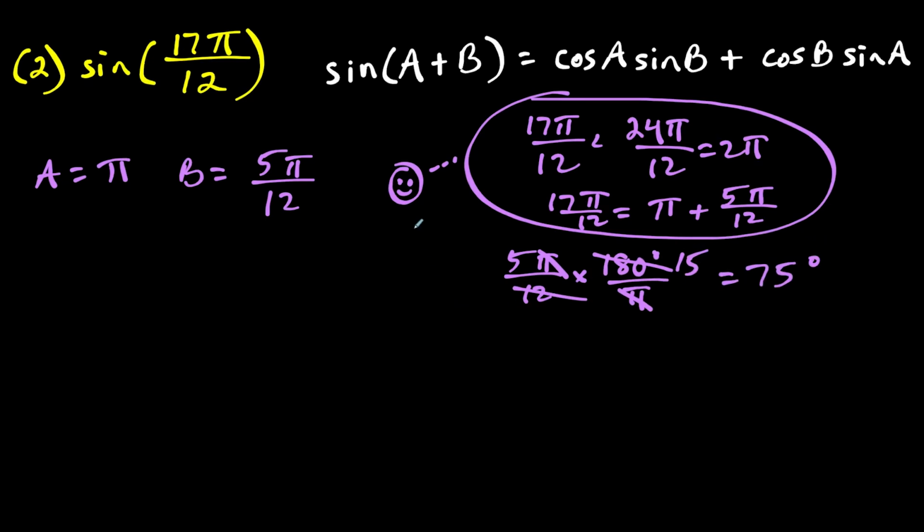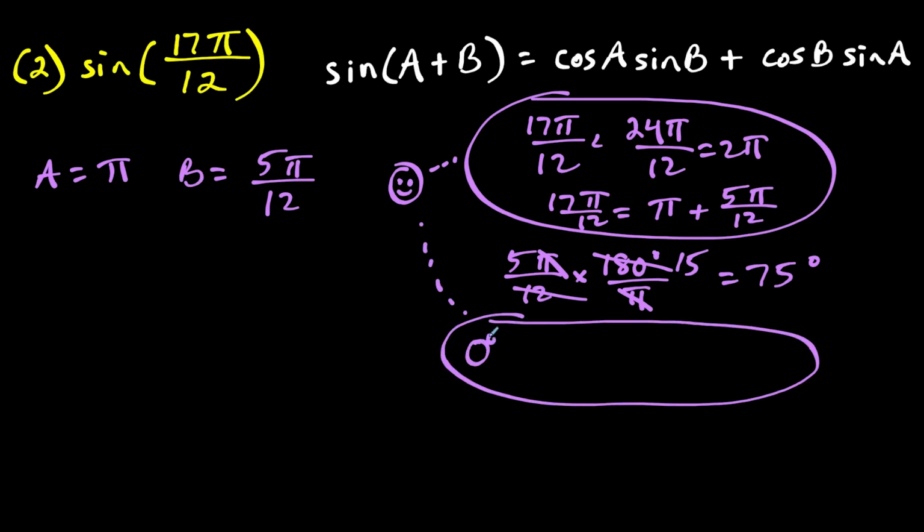So the thought process is going to extend again to, once again, these angles. We have 0, 30, 45, 60, and then 90 degrees. These are our significant angles.